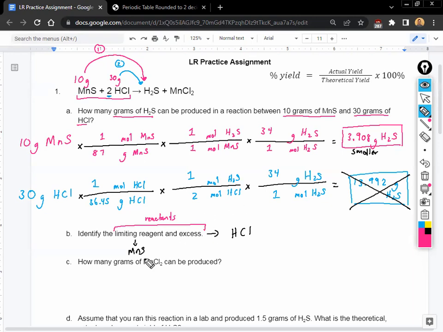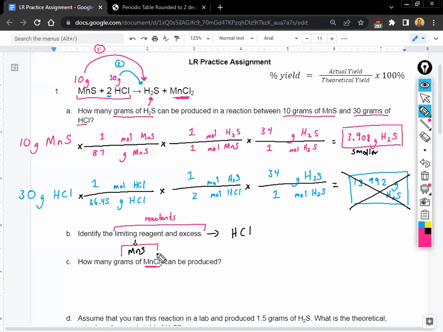Okay, let's move on to part C. Now, if you guys notice, here in this problem, part A, we found H2S, right? But we have a different product. We also have MnCl2. And that's what we're looking for in part C. In part C, we are looking for how many grams of MnCl2 we can make. Now, you might be tempted to be like, hey, I need to do stoichiometry 2 times because you have 2 different starting numbers, right? But you already know which one is going to run out first. Which chemical runs out first?